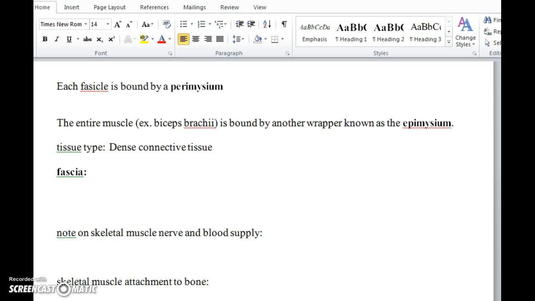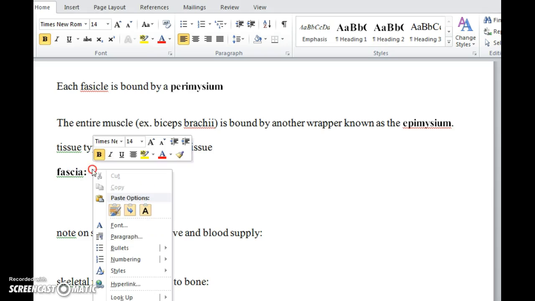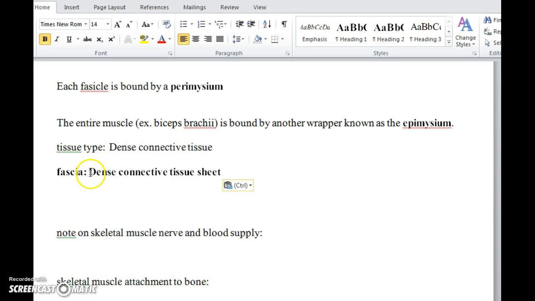Guys, anytime you run into fascia, it's not always associated with muscle, but whether it is or not, it's a dense connective tissue sheet. And again, it doesn't have to be associated with muscle, like your kidneys have a fascia, and it's the same thing. It's a dense connective tissue sheath on the outside.